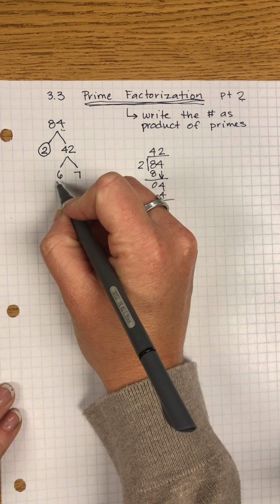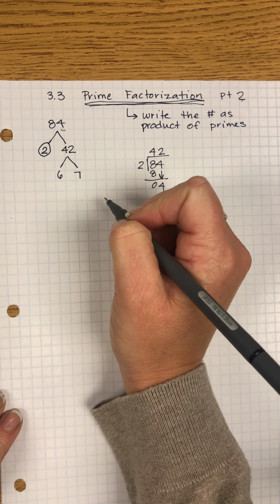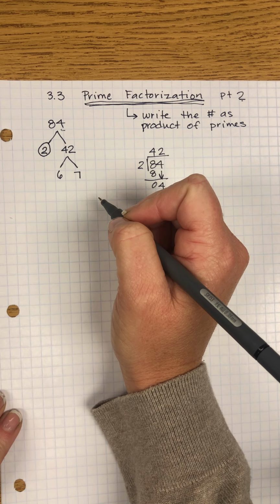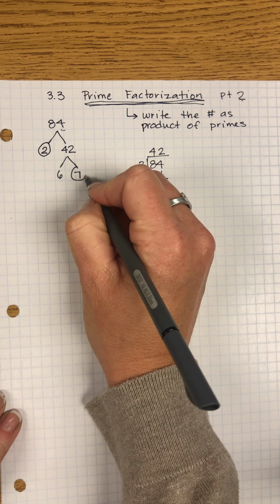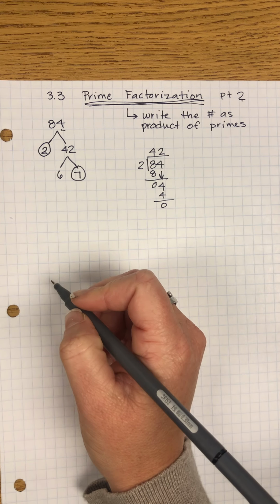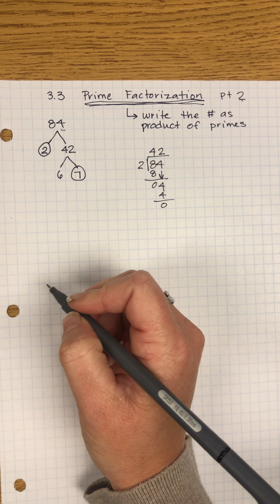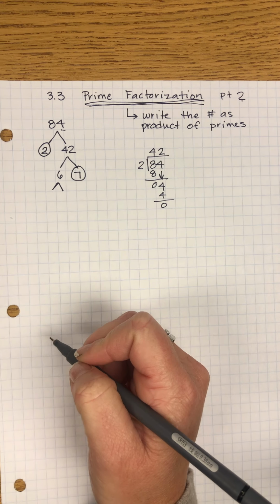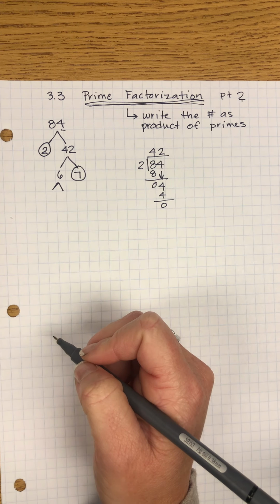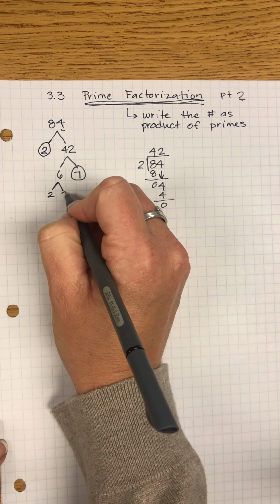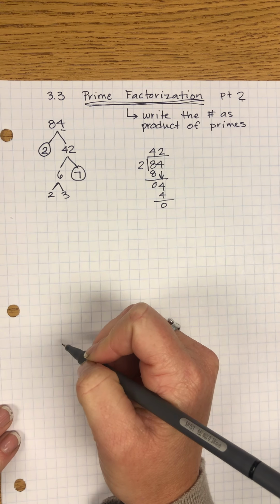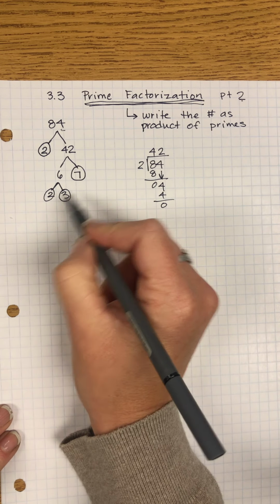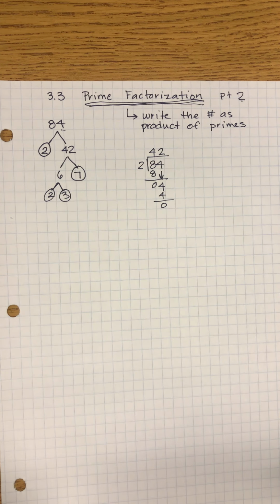Are either 6 or 7 prime? Show me on your hands. Which one's prime? How many fingers? You should be showing me 7. So I'm going to leaf it. 7 is prime. It cannot be divided. So we're going to circle it. It's done. And then we're going to break 6. We're going to branch it. What goes into 6? 2 times 2 and 3. And are they prime? They both are. So now that our tree has leaves everywhere, it's done.